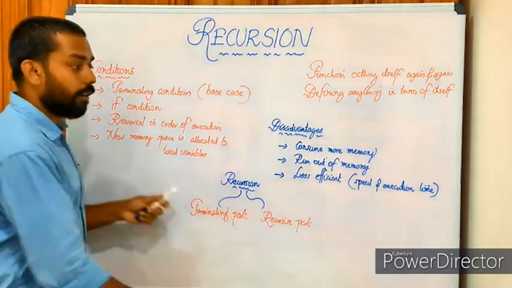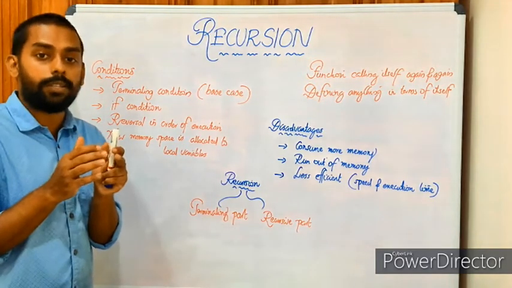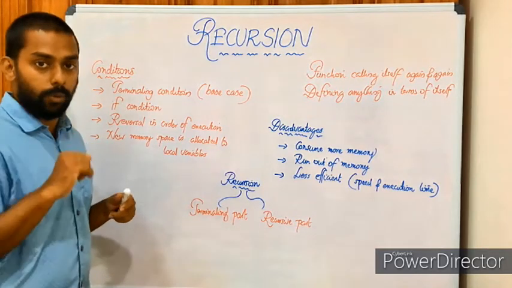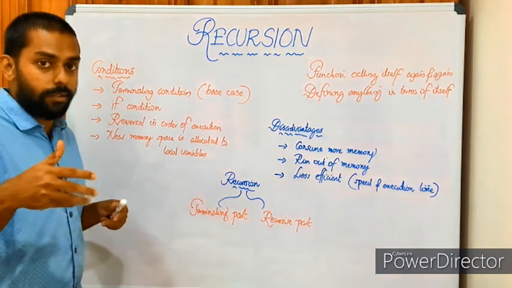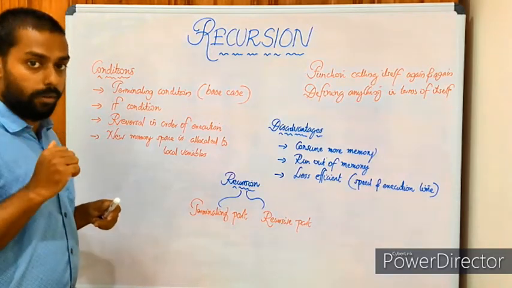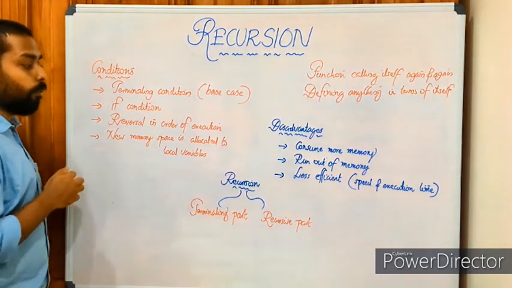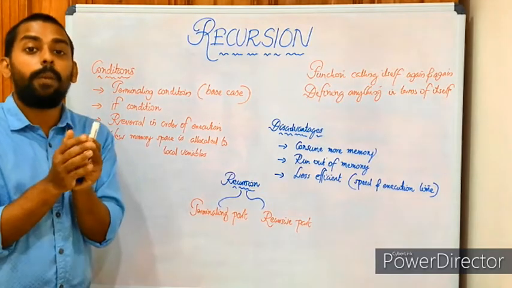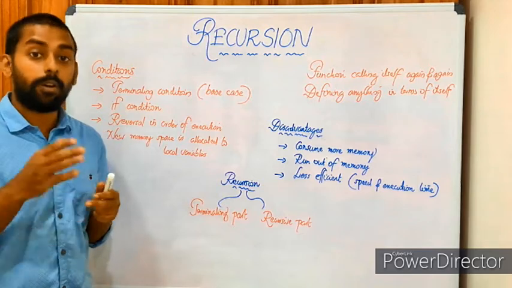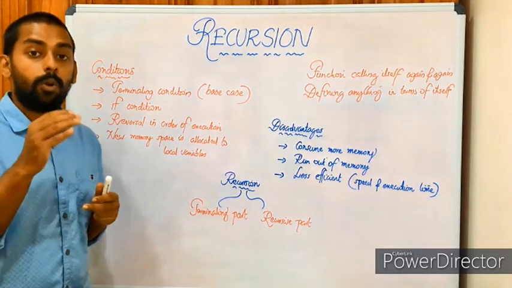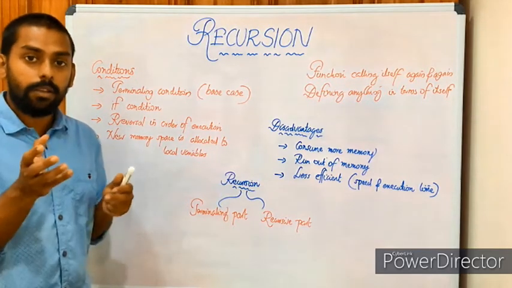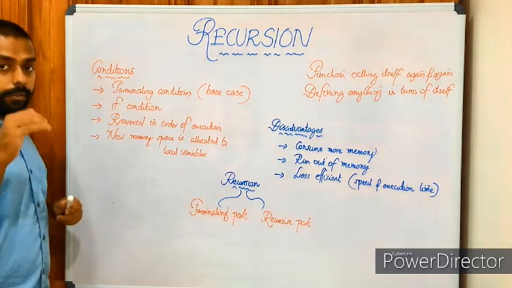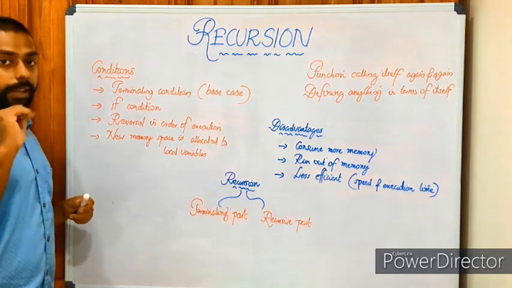And here in recursion, all the function calling statements are placed onto the stack, and the execution is in reverse order. In each function call, new memory space is allocated to the local variables associated with the function call. So these are the points to be remembered at the time of implementing recursion.